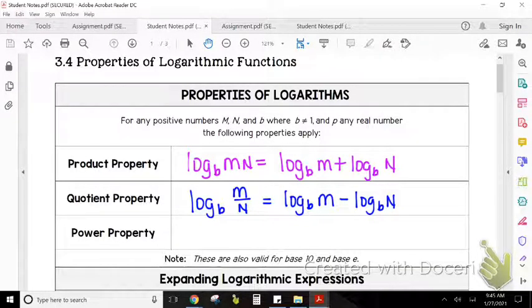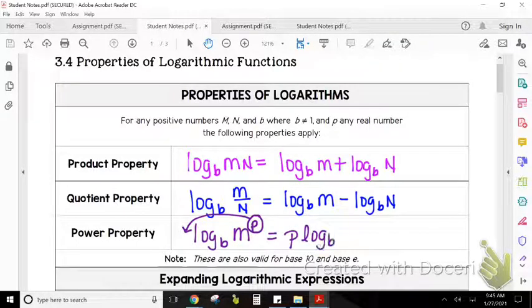And the power property says that if we have some log with any base of something that has an exponent, we can take that exponent and move it in front of its log. So it becomes the coefficient of that log. And so remember, this works for any base. So it could be base B, base 10, base E, base 7, base 5, any base, okay?